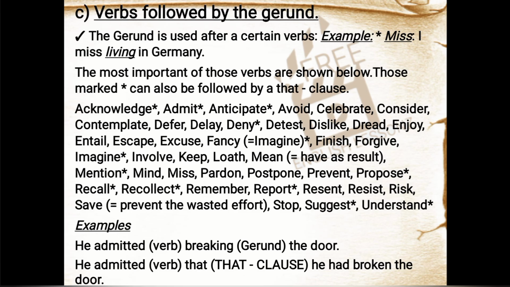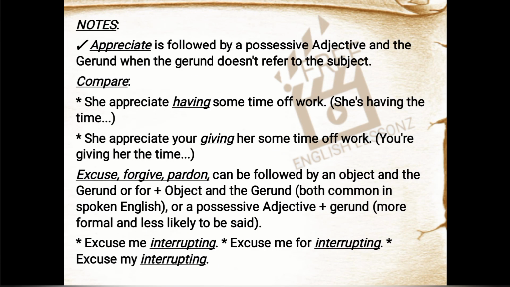Examples: he admitted (verb) breaking (gerund) the door. He admitted (verb) that clause: he had broken the door. Notes: appreciate is followed by a possessive adjective and the gerund when the gerund doesn't refer to the subject. Compare: she appreciates having some time off work, she's having the time. She appreciates you're giving her some time off work, you're giving her the time.